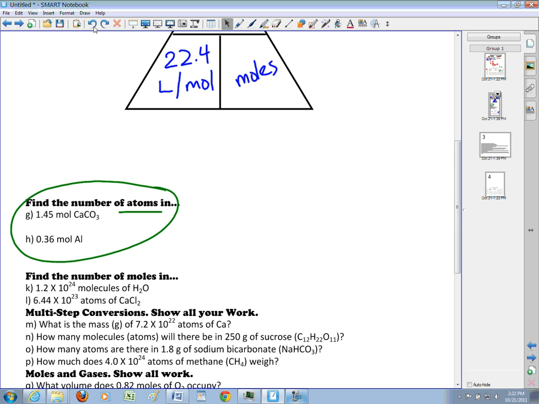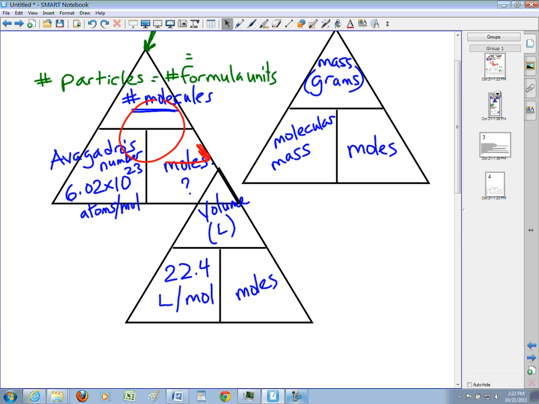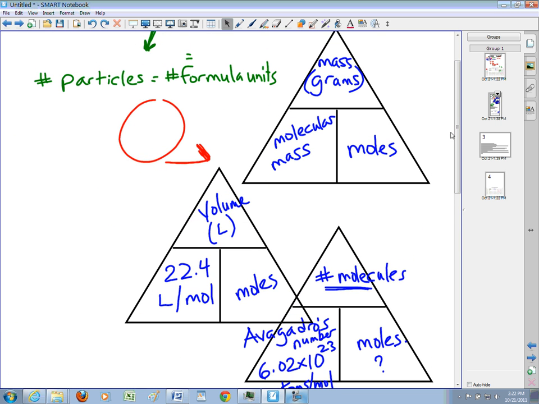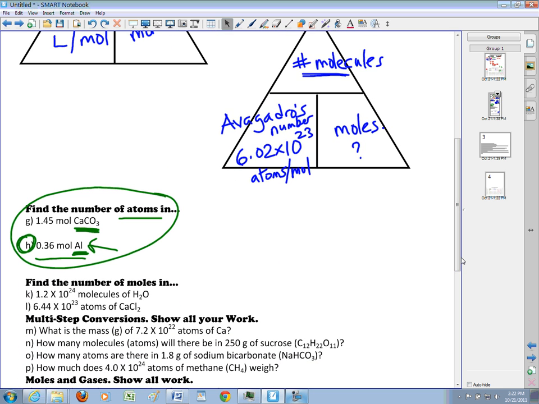Okay, let's see here. The question we're going to look at first, actually I'm going to choose this one here because aluminum is a simpler substance. This mole of aluminum doesn't have as many different atom types as the calcium carbonate does in question H. So let's look at question H here first. Question H gives us only a little bit of information, 0.36 moles of aluminum. I'm going to go up and grab this triangle here, the one with my molecules and moles. I'm going to bring it down here so it's a little bit closer so we can refer to it. Okay, I'm actually going to draw it again as well.